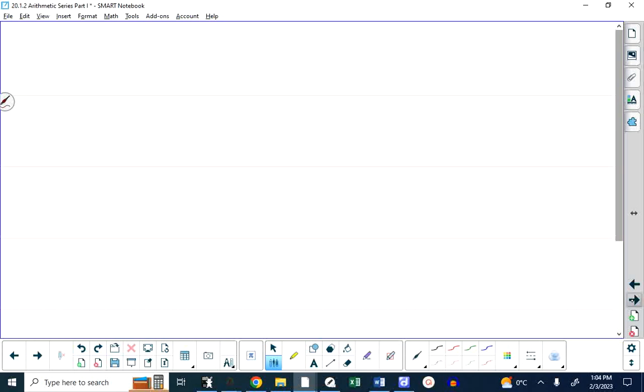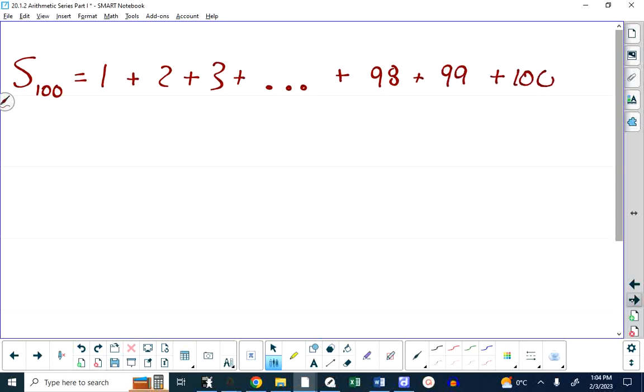I just have lines here so I can keep track of everything. What he is trying to find is S100. Would you agree? So this is what you're going to write. S100 equals 1 plus 2 plus 3, and then you're going to put plus and put this dot, dot, dot. And then we can go plus, let's go 98 plus 99 plus 100. This is what he needs to find, what we need to find. And what young Leonhard realized is he could rewrite this thing that he's trying to find this way.